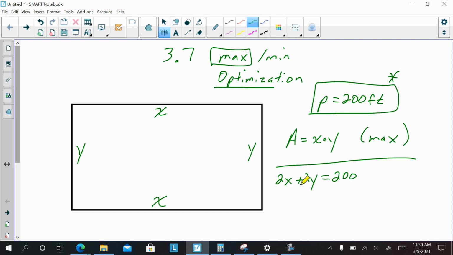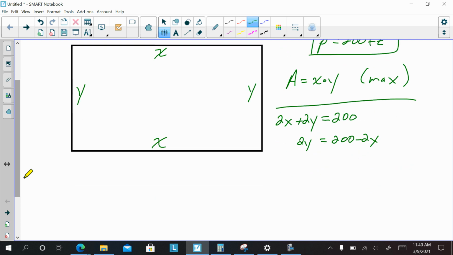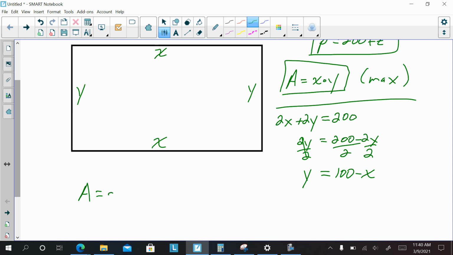So let's solve this for y. So subtract 2x from both sides. And then if we divide both sides by 2, since we have two terms on the right, divide each of those by 2. So we get y is 100 minus x. So this just establishes a relationship between y and x. But the real benefit here is that in the primary equation, the one that we are trying to maximize, we can replace y with this expression, 100 minus x.